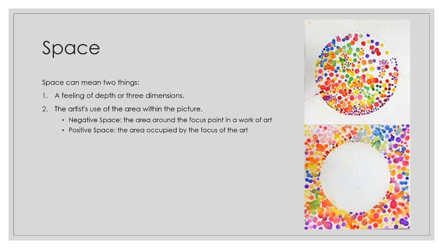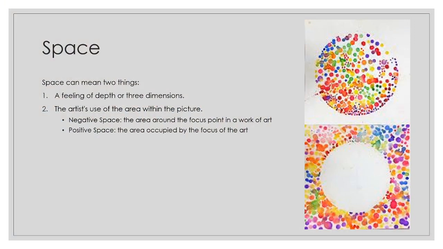But it can also be the opposite. Up here in this top one, all of the dots are inside of the circle, and that is her positive space. And all of this on the outside is the negative space.